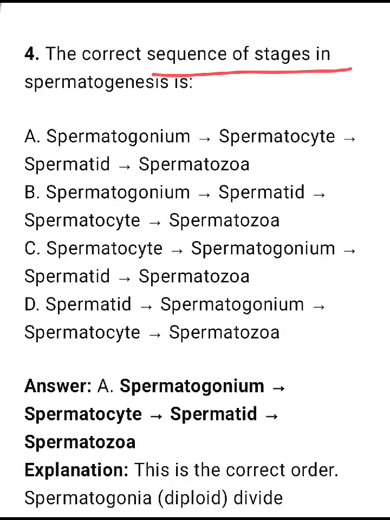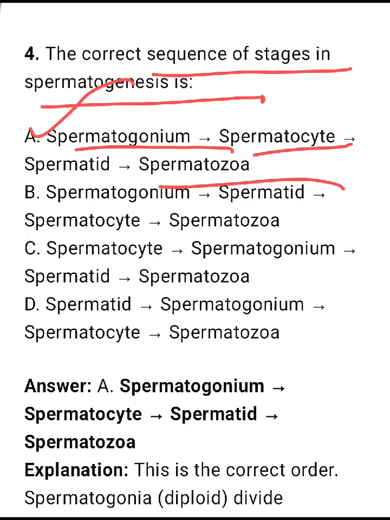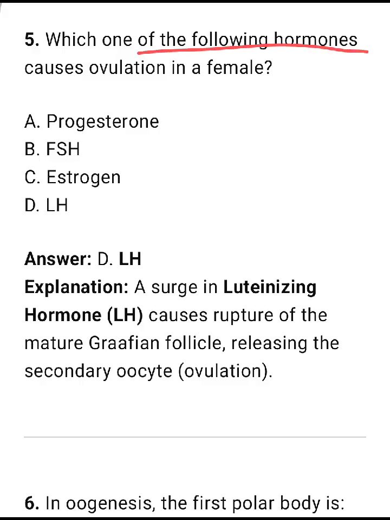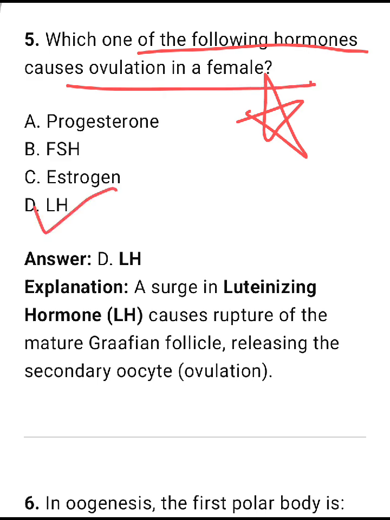The correct sequence of stages in spermatogenesis is option A, that is spermatogonia, which is converted into spermatocyte, which changes into spermatids, and which lastly form the spermatozoa, also called sperm cells. Which one of the following hormones causes ovulation in a female? So it is the LH surge. A surge means a sudden increase in LH, luteinizing hormone, which causes the rupture of the mature Graafian follicle, causing the release of the secondary oocyte. That means ovulation.